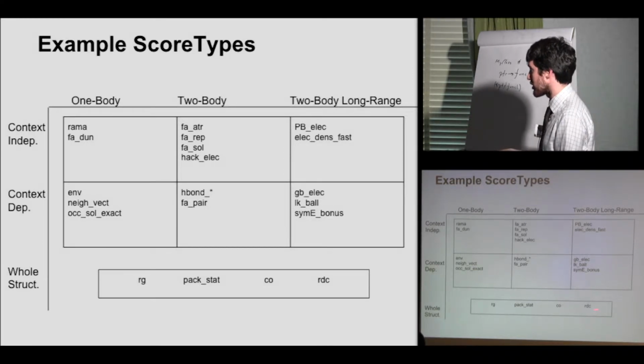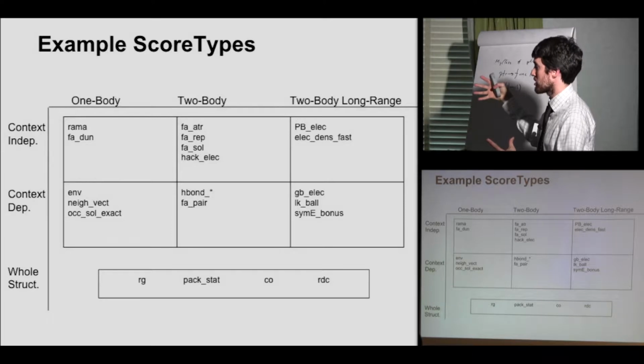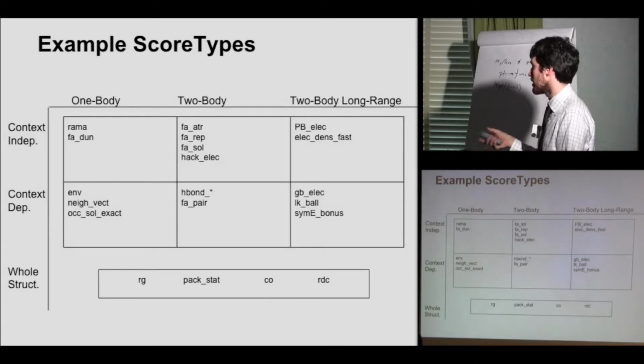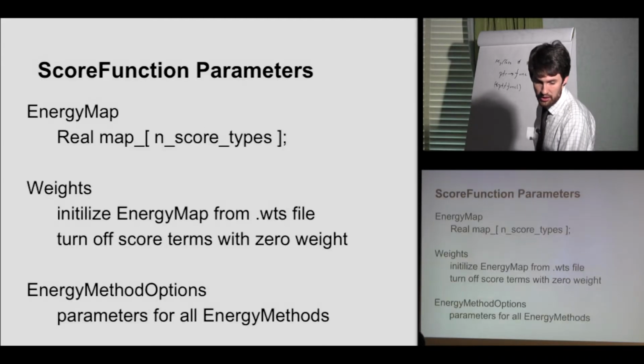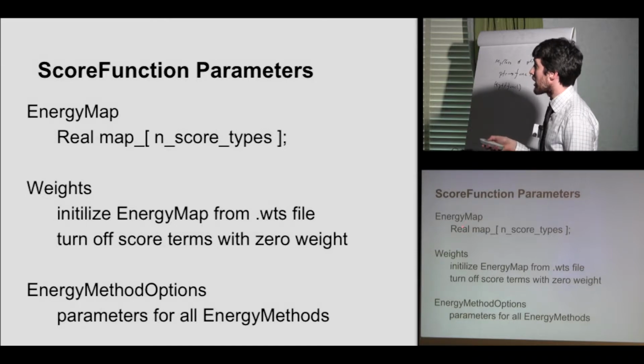And then for whole structure terms, there's the radius of gyration, which is how expanded out the structure is, PAC-STAT, which looks at holes throughout the structure, RDC constraints, and so on.